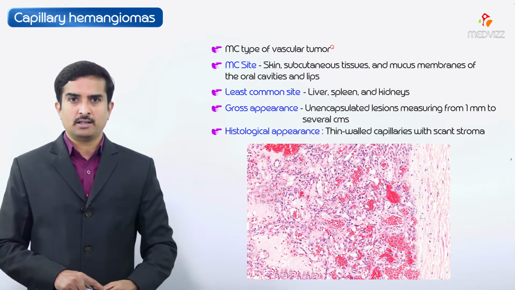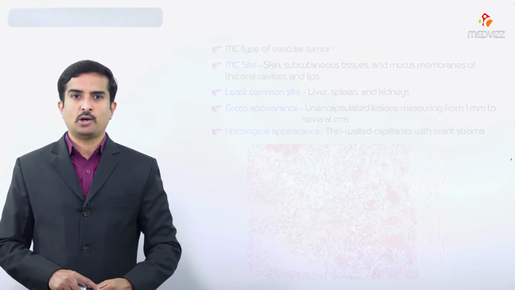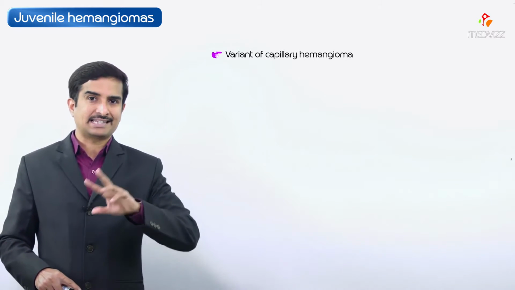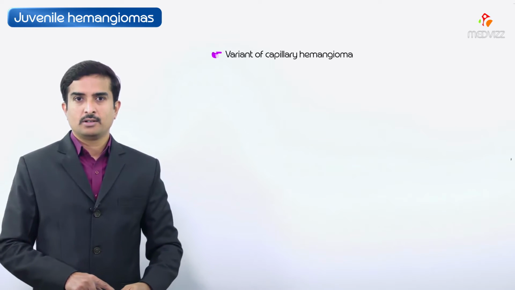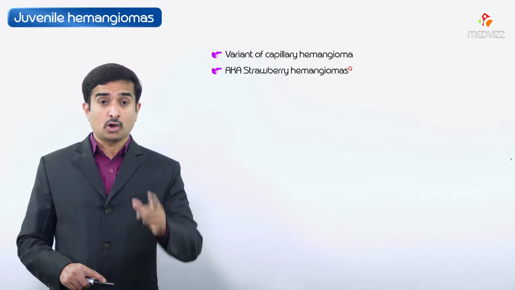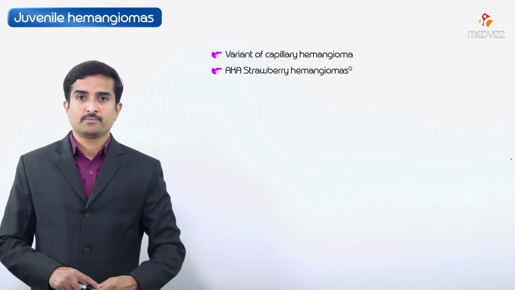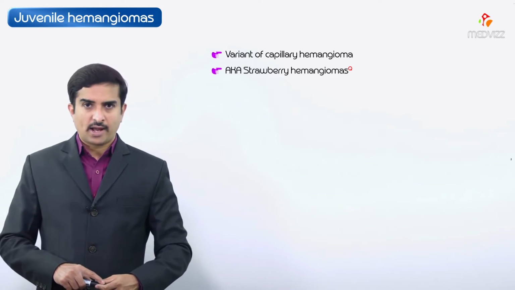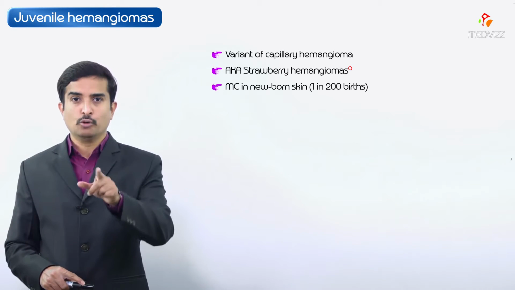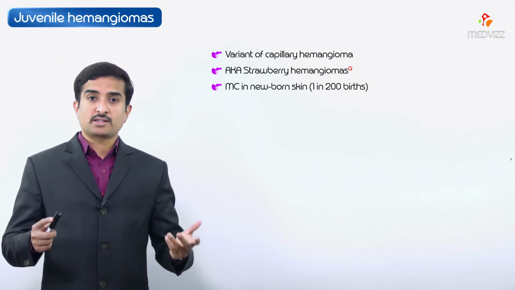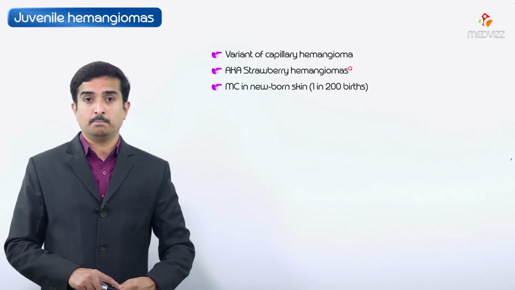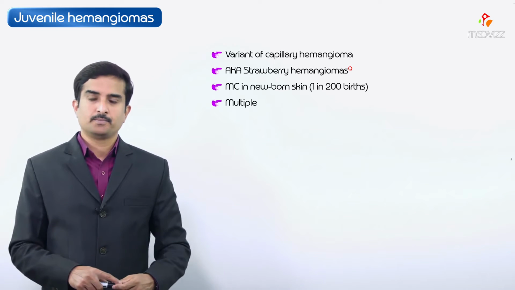After the capillary hemangioma, another variant of hemangioma is called juvenile hemangiomas. So remember that juvenile hemangioma is a variant of capillary hemangioma. It is not a separate type. It is one of the variants of capillary hemangioma itself. This juvenile hemangioma is also called strawberry hemangioma, or the authors often describe this as strawberry hemangiomas of the newborn skin, which are extremely common. If you see the epidemiology, they are seen in approximately 1 in 200 births and can be multiple also.